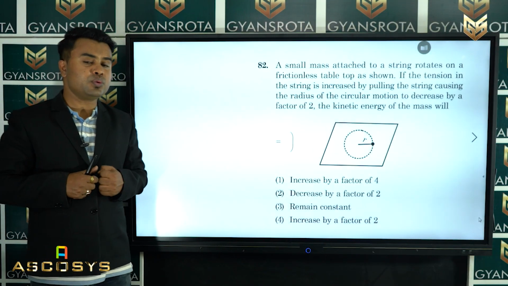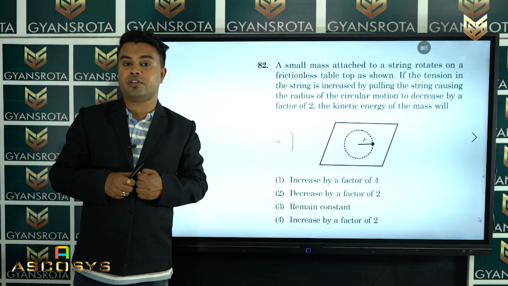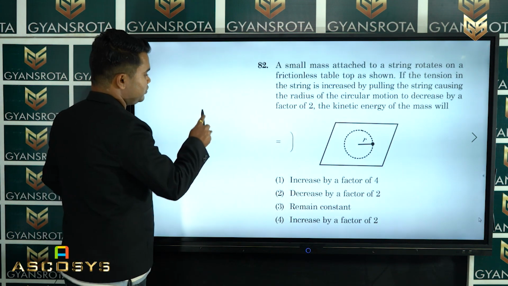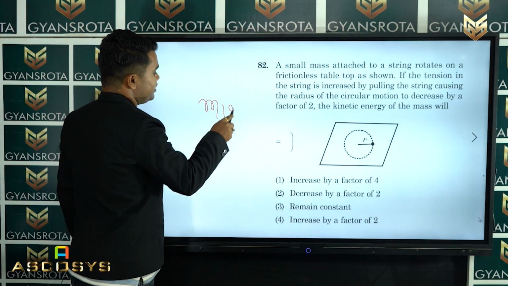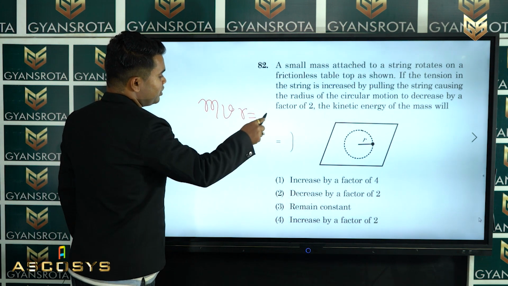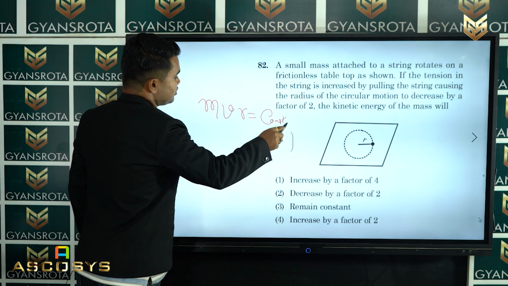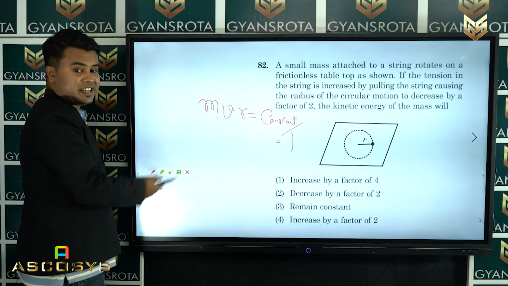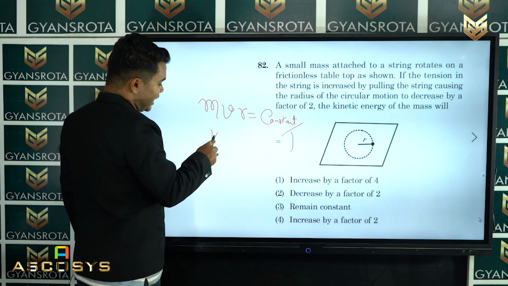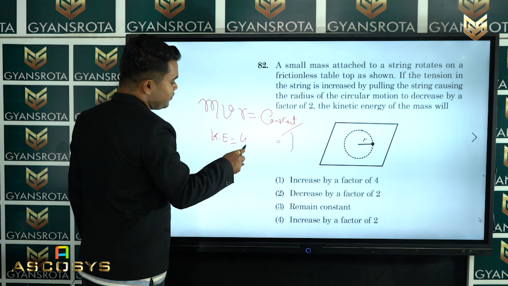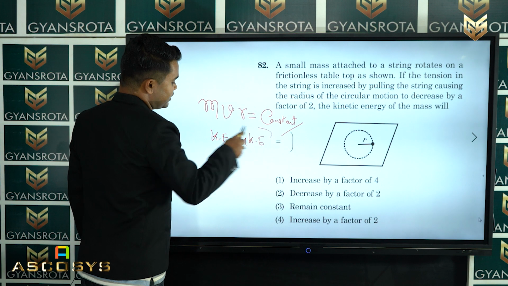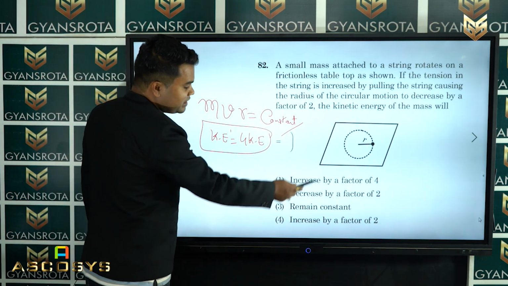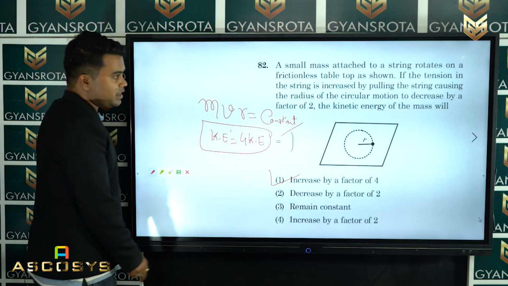So here you have to use the concept of angular momentum, which is given by m v r is equal to constant. That is, the angular momentum is constant. So if you solve this one and find out the kinetic energy, you will see that the kinetic energy will be increasing by 4 times. So the right answer is increases by a factor of 4. Number 1 is the correct answer.